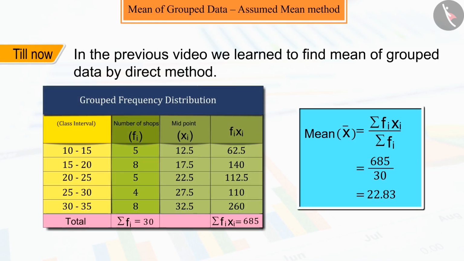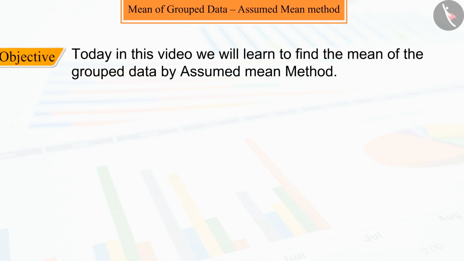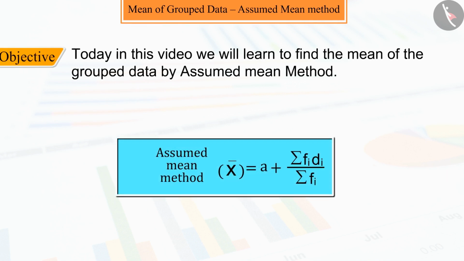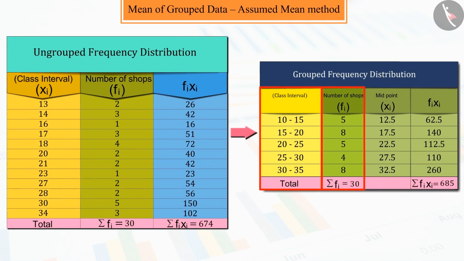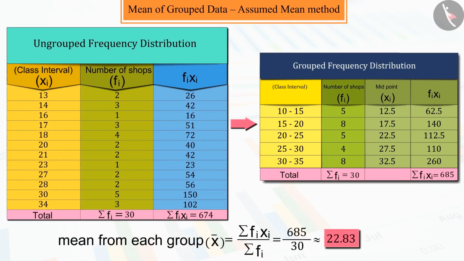In the previous video, we learned to find the mean of grouped data by the direct method. Today in this video, we will learn to find the mean of the grouped data by the assumed mean method. We know that due to vast data, we classify the ungrouped data into grouped data and by constructing the class size, find the mean by direct method.